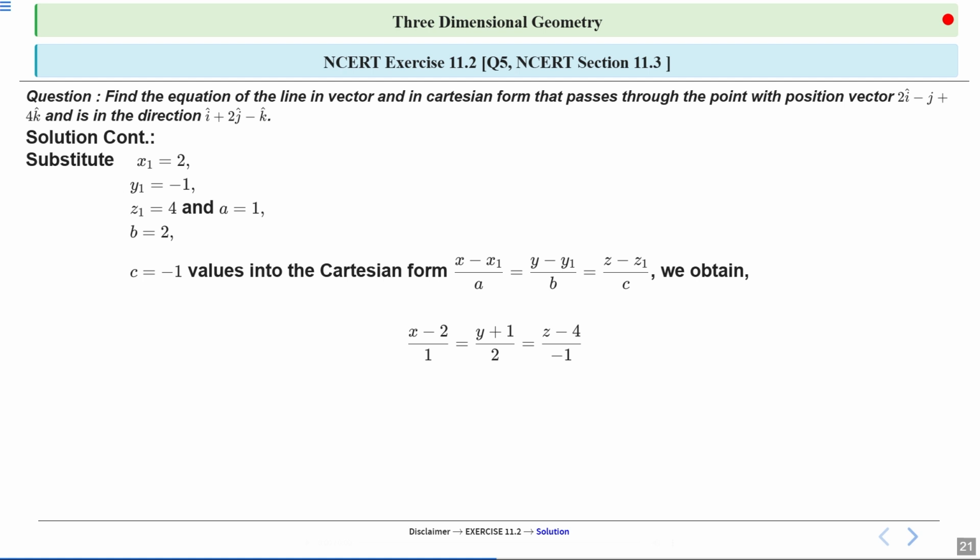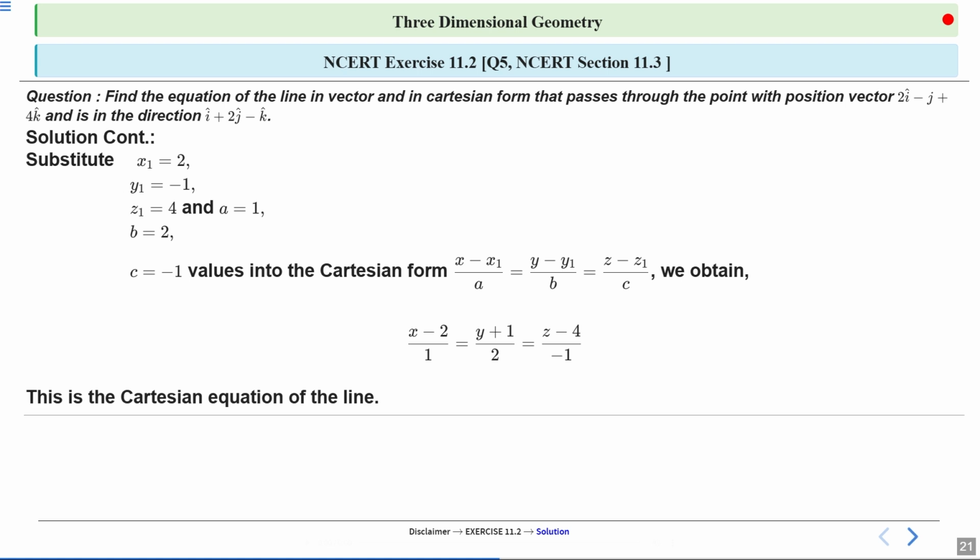So I think you are getting my point. So this is the Cartesian equation of the line. I hope you are getting my point, and this question is clear to all of you. So now let's move to the next question.